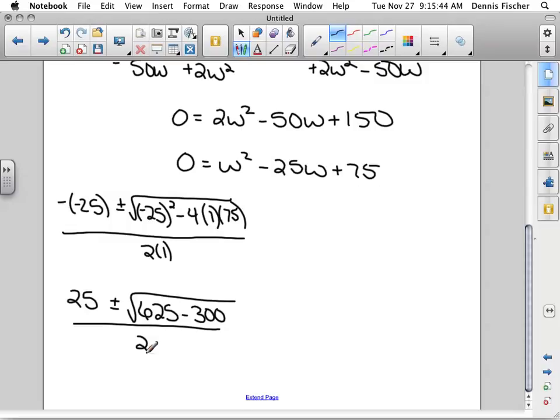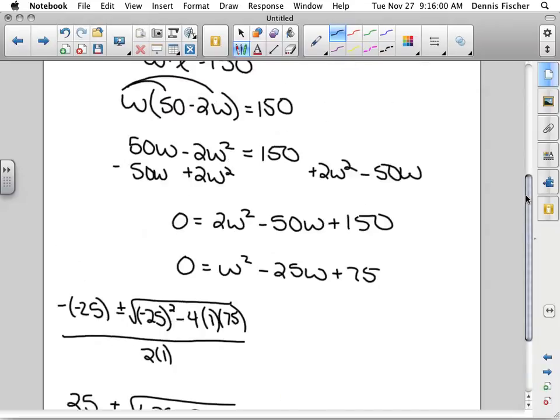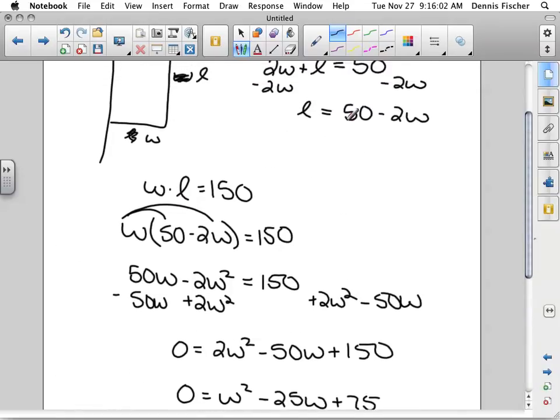I think you can see the direction you go. You get two answers. One's going to be positive, one's going to be negative. You want to accept the positive answer. Does that make sense? Once you find W, this is your W answer, right? You can go right back to here, L is equal to 50 minus 2W. Put your W in and get L. Questions on that?